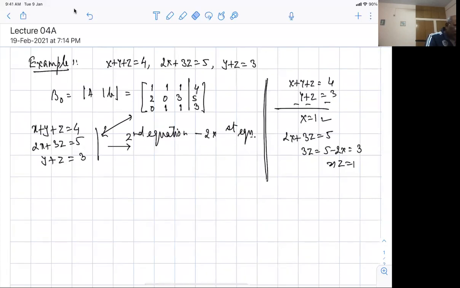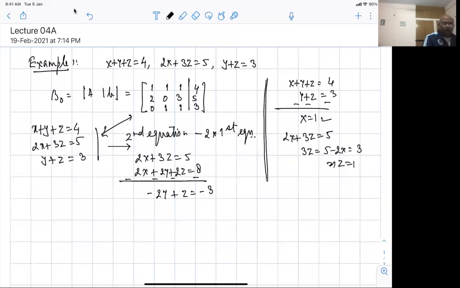Once I do that, the second equation is 2x plus 3z is 5 minus 2 times the first equation. So I get 2x plus 2y plus 2z is 8, subtracting it, 2x cancels out. I get minus 2y plus z is equal to minus 3. This is what I get. So I want to understand it. Can I get this for this system as such?